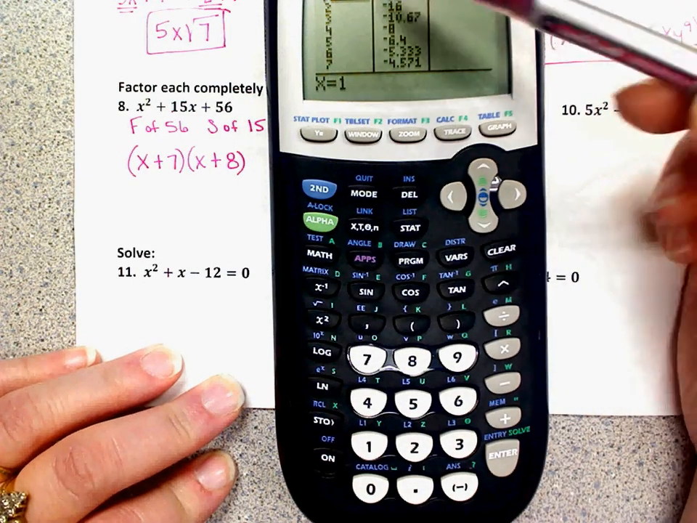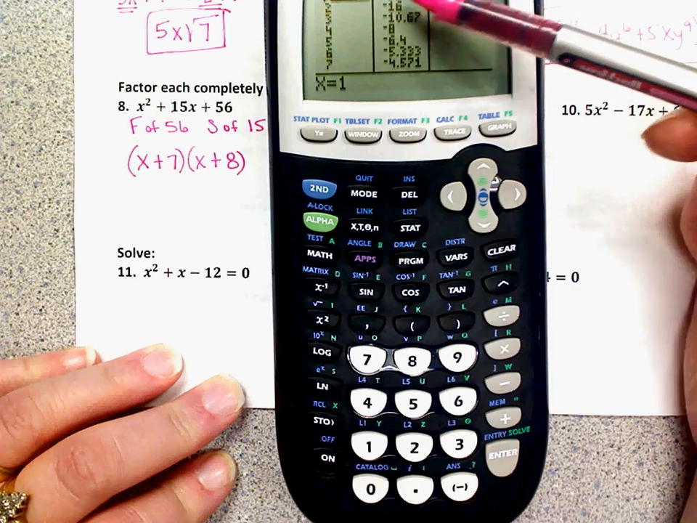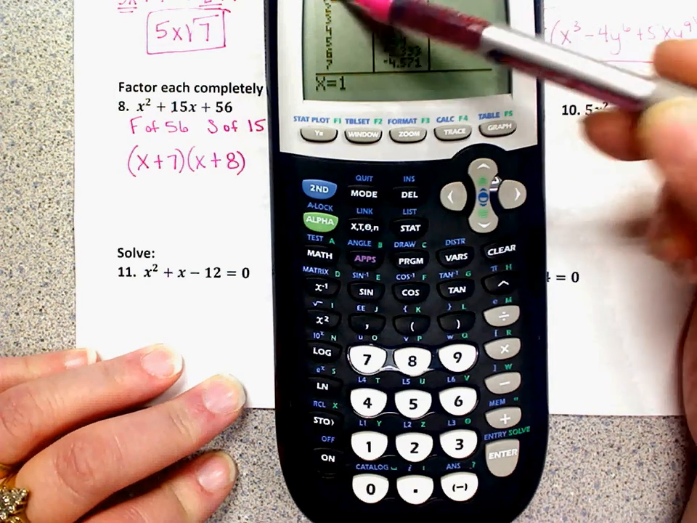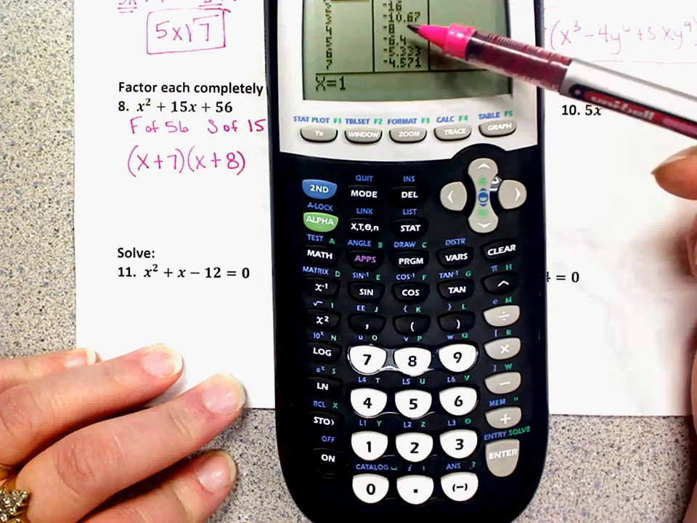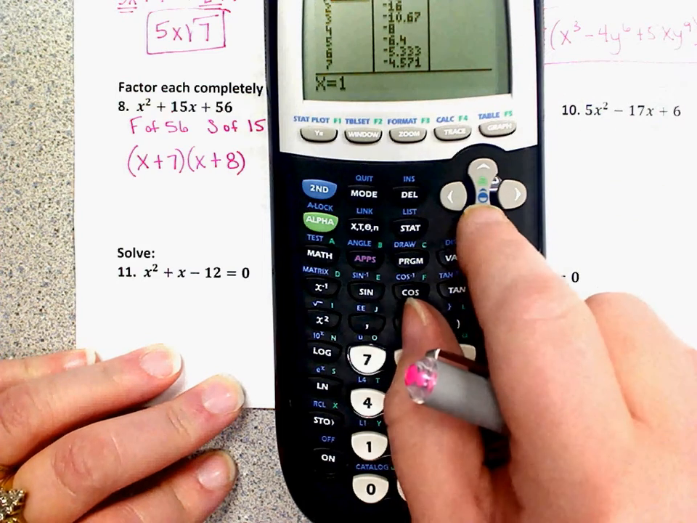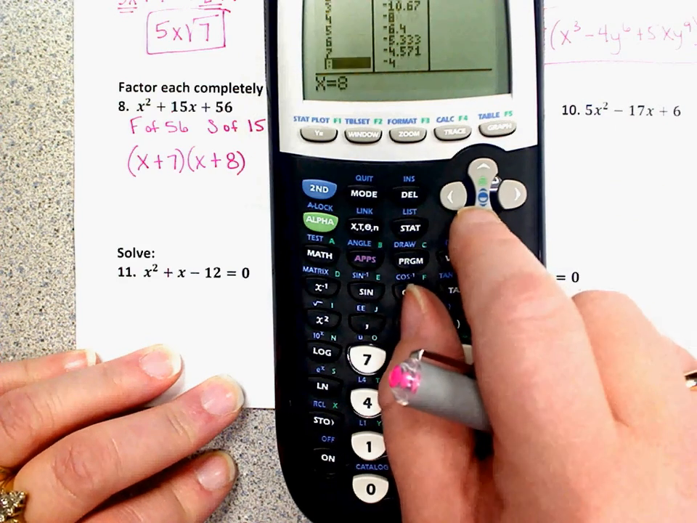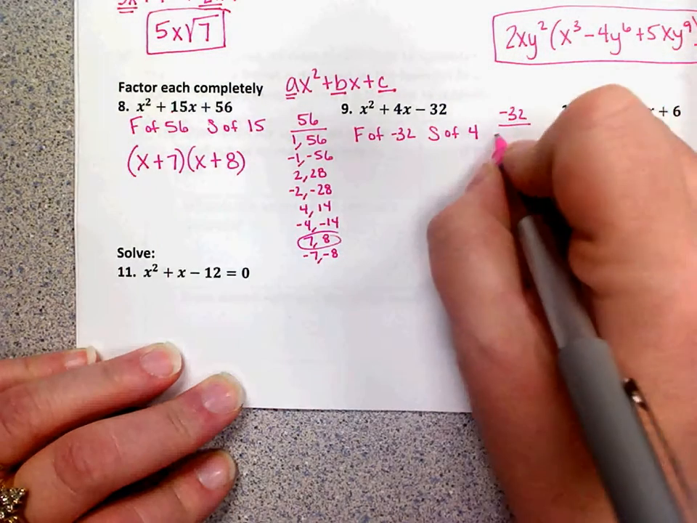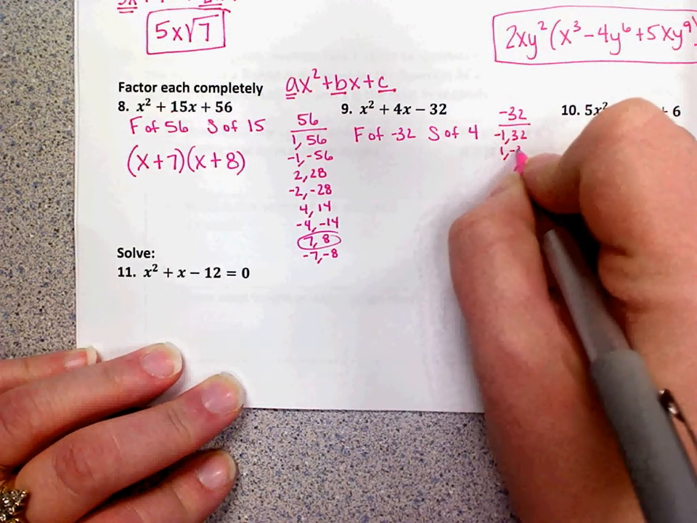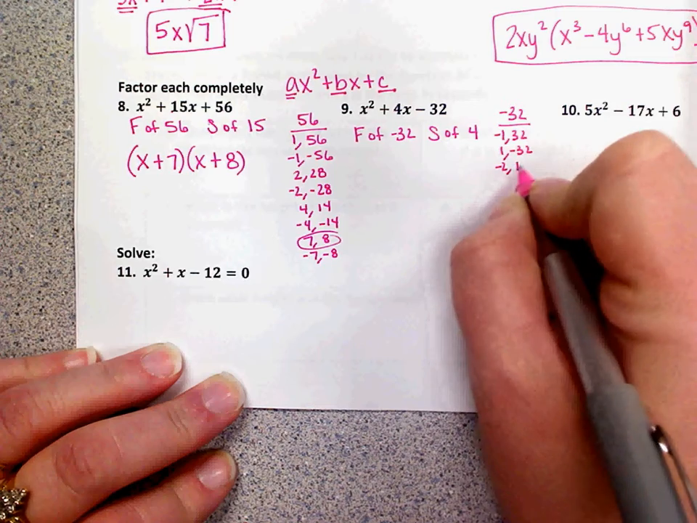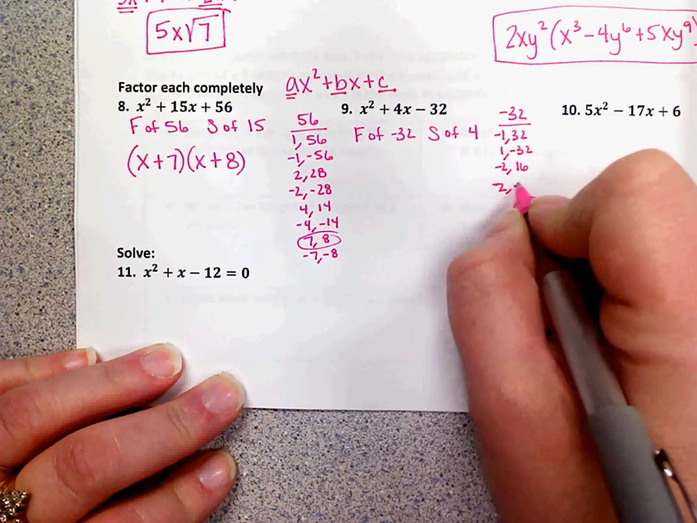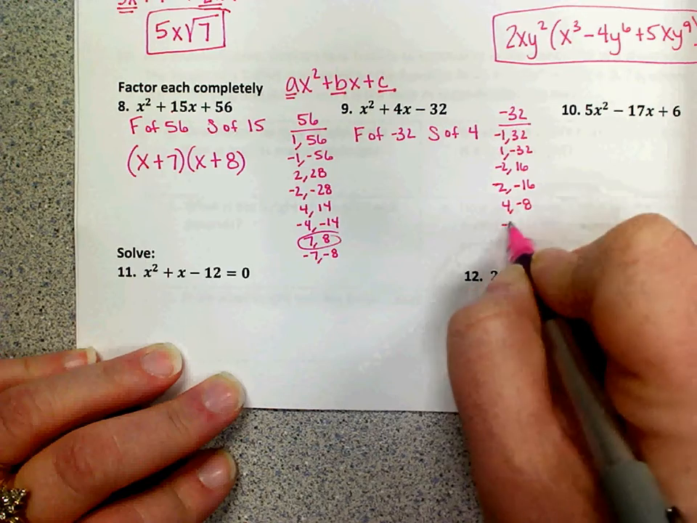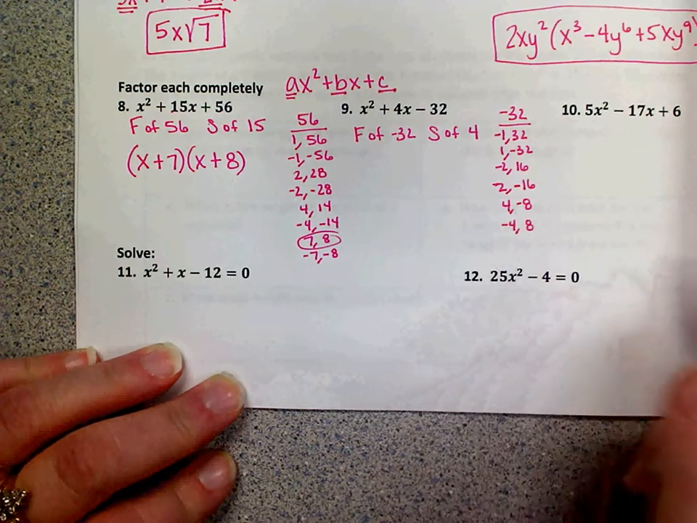That also means negative 1 and positive 32. 2 and negative 16 means negative 2 and positive 16. So I have 1 and 32, 2 and 16, 4 and 8, and I think that's it. Yeah, that's it. So negative 1 and positive 32, or 1 and negative 32, negative 2 and positive 16, or positive 2 and negative 16, 4 and negative 8, or negative 4 and positive 8 are my possible factors.